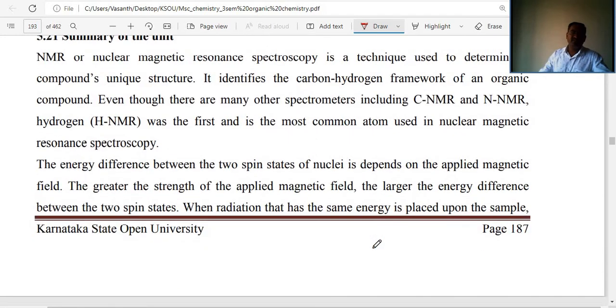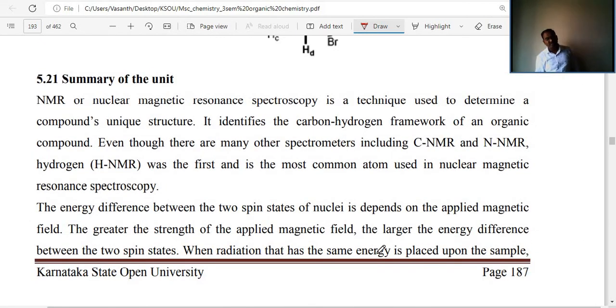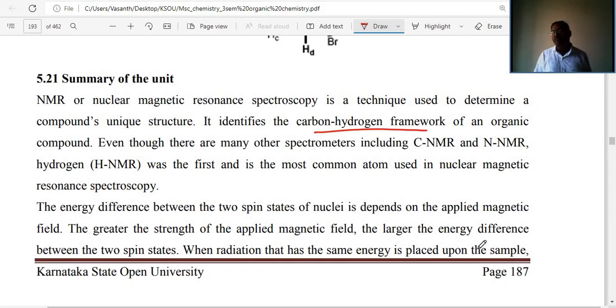Finally, we are going to do the summary of this unit. Dear students, NMR, or nuclear magnetic resonance spectroscopy, is a technique used for determining compound structure. It indicates the carbon-hydrogen framework of an organic compound. There are many types of NMR, including carbon NMR, nitrogen NMR and hydrogen NMR, but hydrogen is the most common atom used in nuclear magnetic resonance spectroscopy.